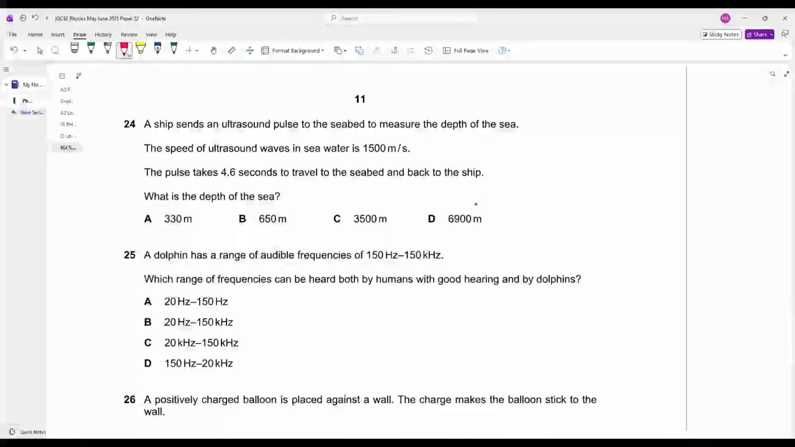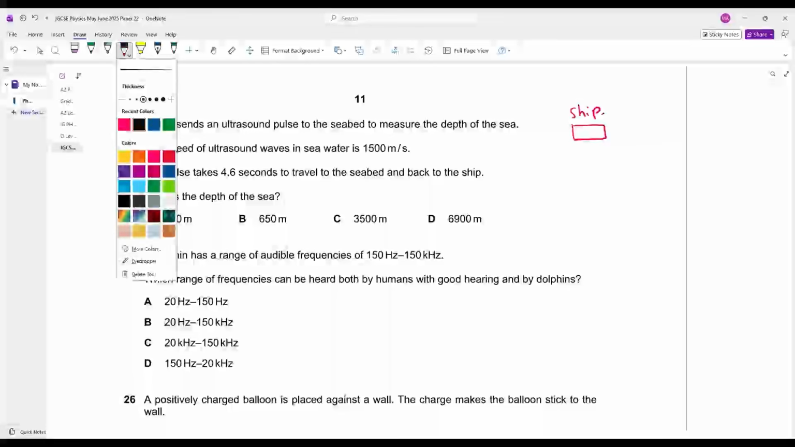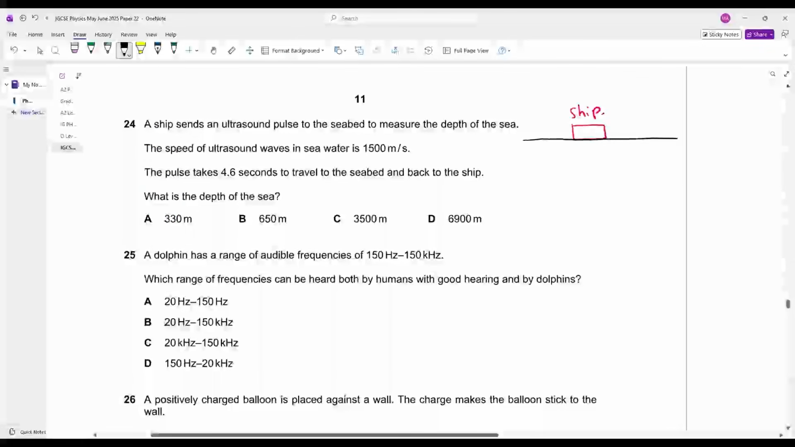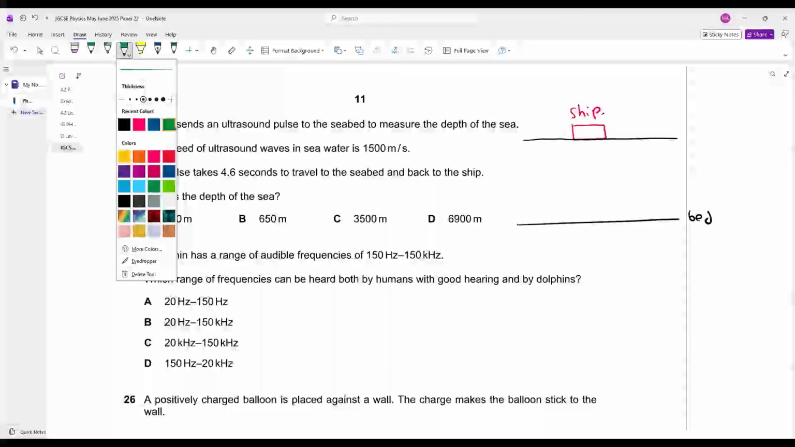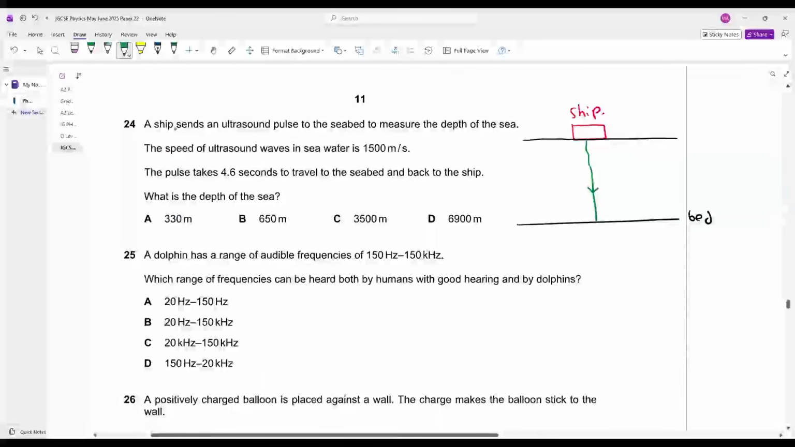Let's see this. A ship sends an ultrasound pulse to the seabed to measure the depth of the sea. Okay. So this is a ship. Perfect. एक शिप क्या कर रही है? It is sending ultrasound pulses to the depth of the sea. ये सी बेड पे अल्ट्रासाउंड पल्सेस जो है वो भेजी जा रही है. Somewhat like this. Okay, they get reflected from the seabed like this. Perfect. What is the speed of ultrasound? This. What is the time taken for the pulse to travel to the seabed and back to the ship? This is the total time.